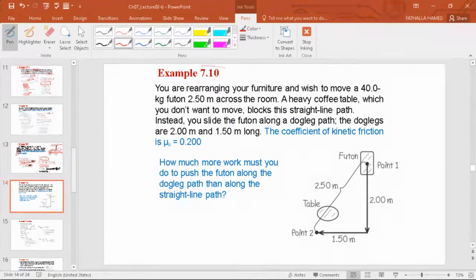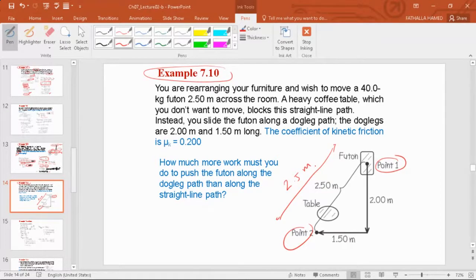Let's take another example here. You have to think a bit here. You are rearranging your furniture and you wish to move a 40 kilogram photon 2.5 meters across the room. So you're going from point 1 to point 2. The distance from here to here is 2.5 meters.